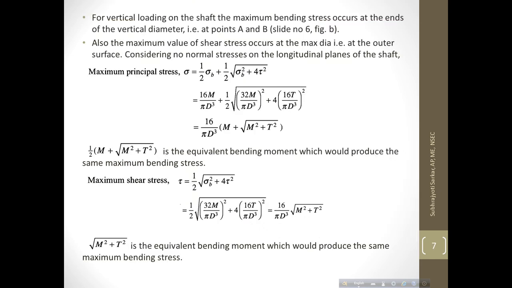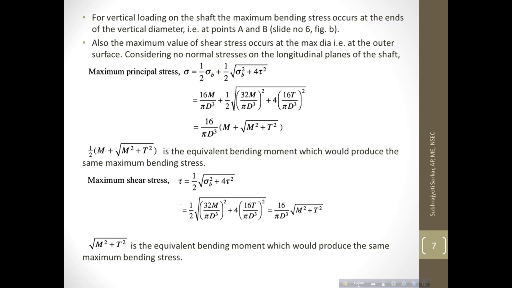Now in the previous slide, the figure shows that the maximum vertical diameter is AB and the horizontal diameter at the surface is XX. So for vertical loading on the shaft, the maximum bending stress occurs at those vertical diameters, that is at point A and at point B. Also, the maximum value of shear stress occurs at the maximum diameter, that is at the outer surface.